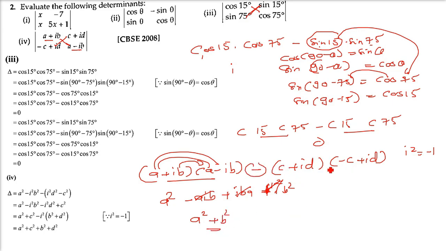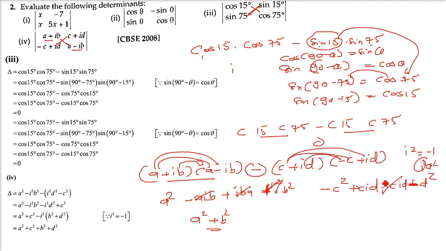Coming to the other one. Negative we'll see later, the minus sign will be said later. So minus c square here. And c into id is icd, which you can write as id and c is minus cid. And id into id is i square as minus 1, d is d square. I square is minus 1, so you just make it minus d square.